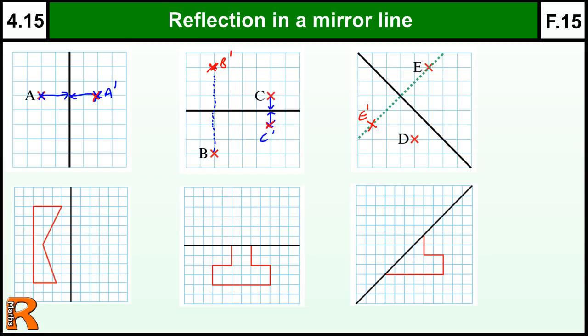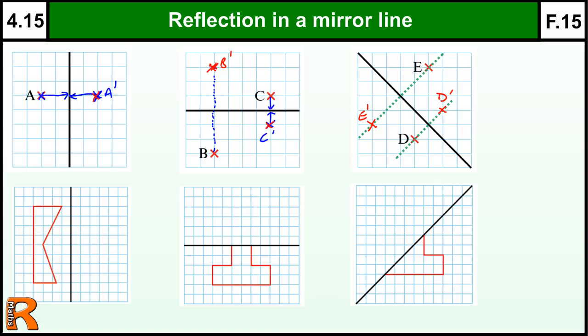Similarly for the D, if I put that in there to help guide us, then D is 1 diagonal away from the line, so it needs to be 1 diagonal on the other side for our D dashed. That's a very poor D, so let's just rub that out and do that again. Okay, so D dashed, the mirror image D.